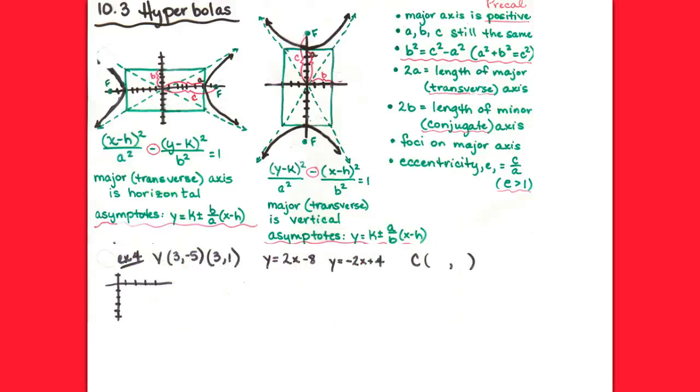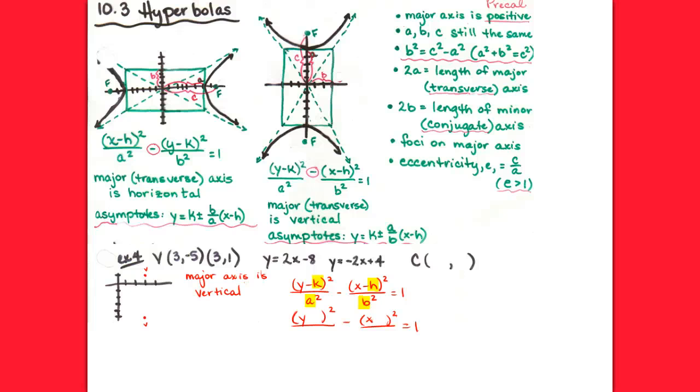All right, let's look at another one of those. Example number 4, they give me my vertices, and they give me the equations of the asymptotes. So let's start with the vertices. I have a vertex at 3, 1, and I have a vertex at 3, -5. So what's my major axis? Vertical, right, because those vertices are in a vertical line.